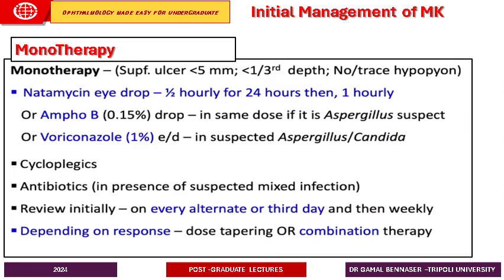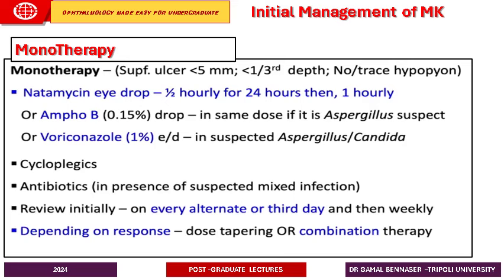Now we come to the important aspect, that is the management of mycotic keratitis. In contrast to the management of bacterial keratitis, where we said we have two regimens, monotherapy for an ulcer less than 3 millimeters with superficial infiltration and no hypopyon, here in mycotic keratitis, the indication for monotherapy is a superficial ulceration of less than 5 millimeters, less than one third of the stroma invaded, and traces or minimal hypopyon.